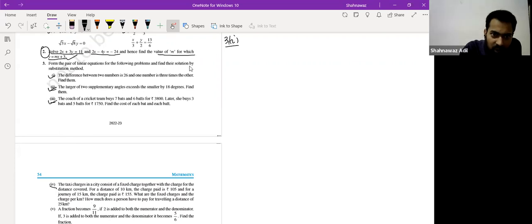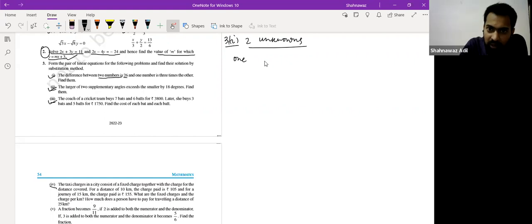The difference between two numbers is 26. As I have already told you, what do I always ask in a word problem? Yes, two unknowns. This is very important. So what are the two unknowns here? Let's say one number is x, the other is y.